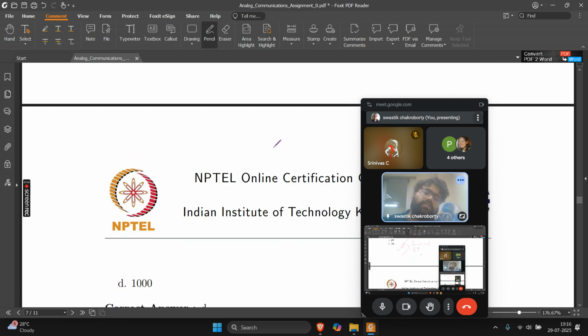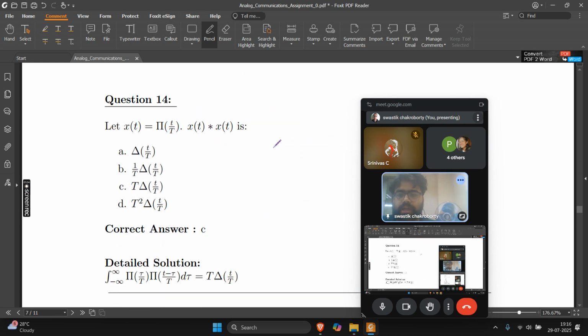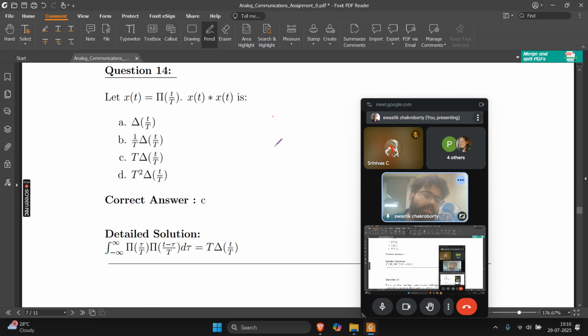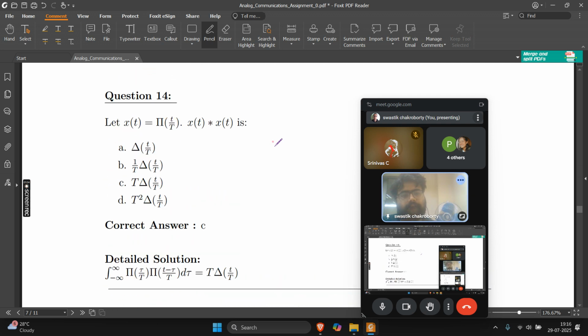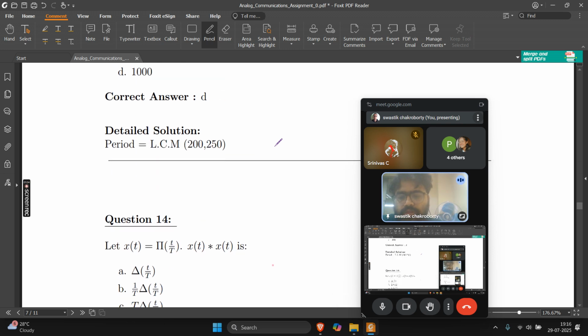Okay. Next, if x(t) is rectangular t by T, then what is the convolution of rectangular t by T with itself? That is the question. What is the convolution of x(t) with itself? So let's try.